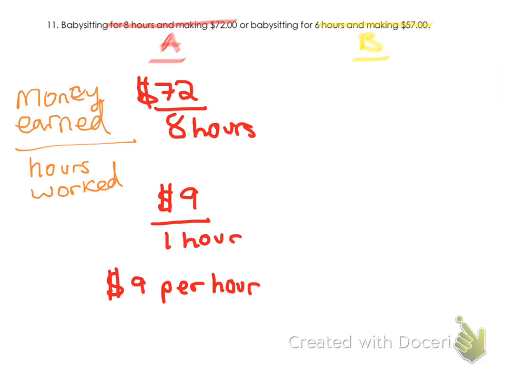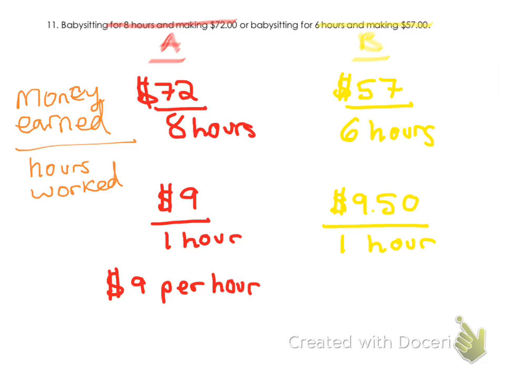In our second scenario, they're making $57 for 6 hours. So when we take 57 and divide it by 6, we get 9.5. So we would have 9.50 on top over 1 hour, which is also $9.50 an hour, $9.50 per hour.